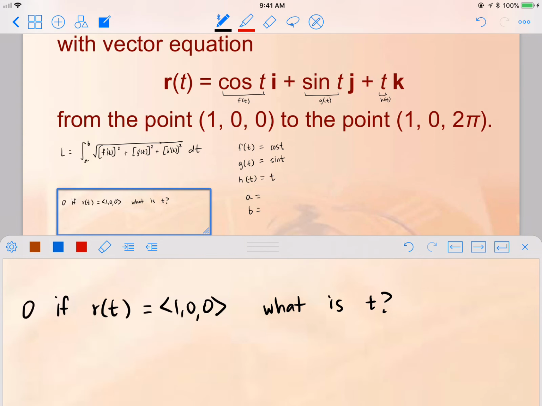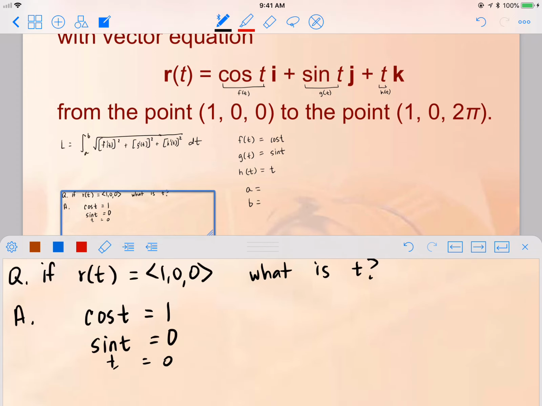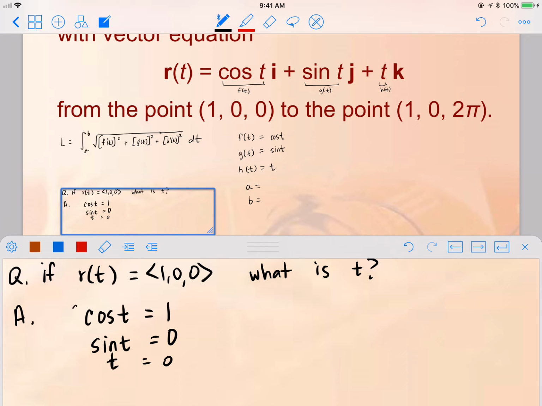So in order to solve for t, we're going to solve essentially a system of equations, nonlinear equations, right? If you're taking linear algebra, that's about solving linear systems of equations. This is not going to be linear. We've got cosine of t equal to 1. Sine of t needs to equal 0. And t needs to equal 0. I love it when this happens because it's very easy to solve. t is equal to 0.